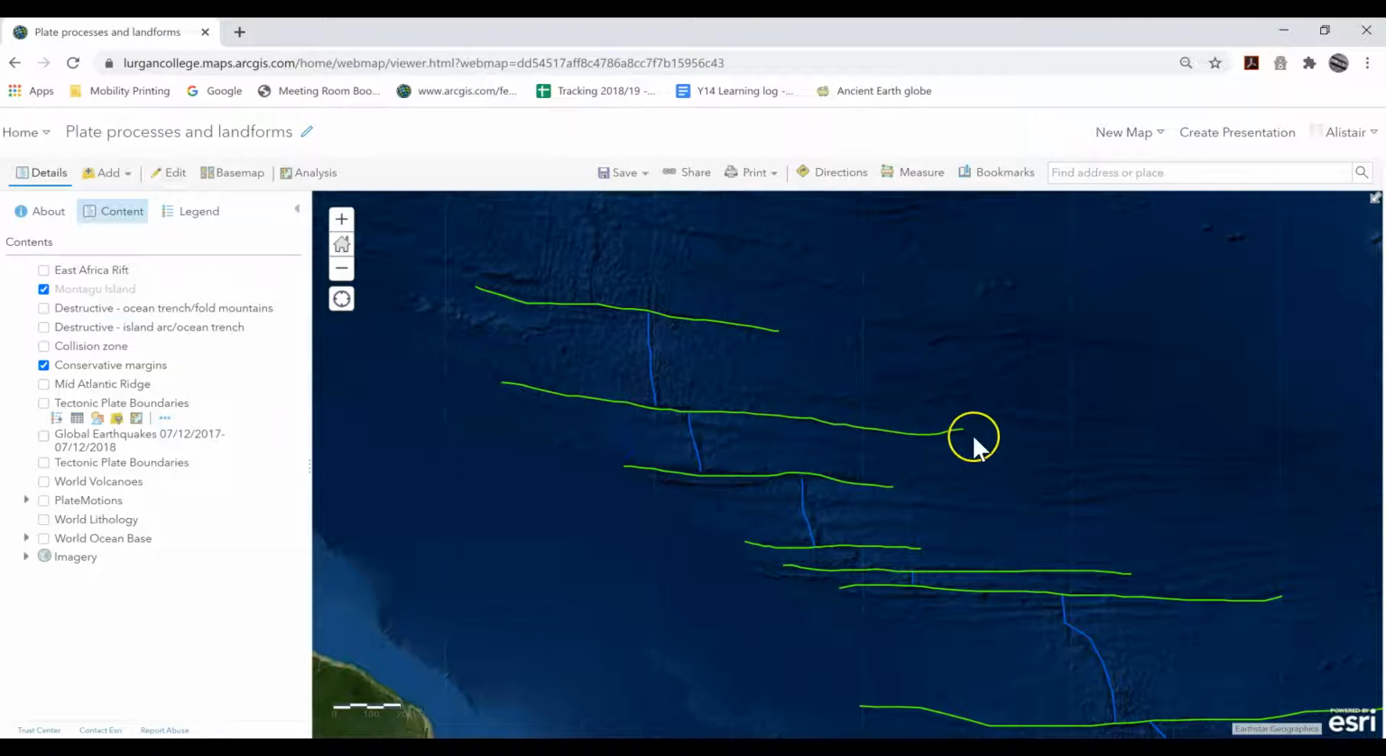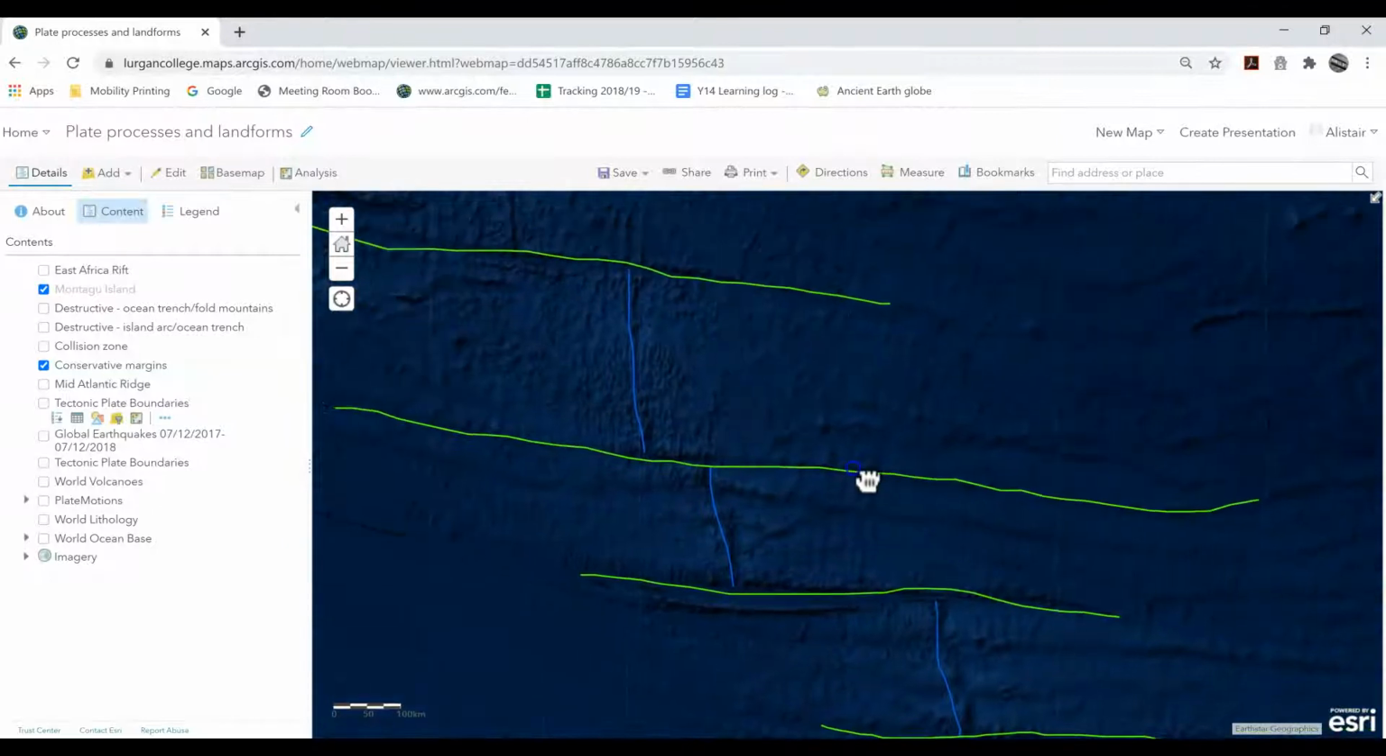These green lines represent what are called transform faults. They run perpendicular to the central rift valley in the ridge, and they bisect it like that. Now, these transform faults are your conservative plate margins.